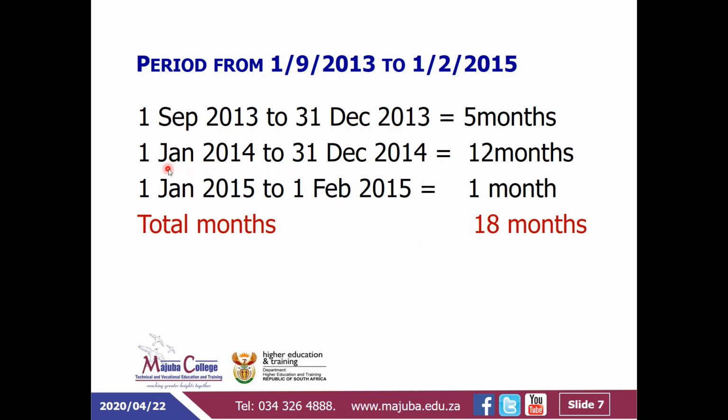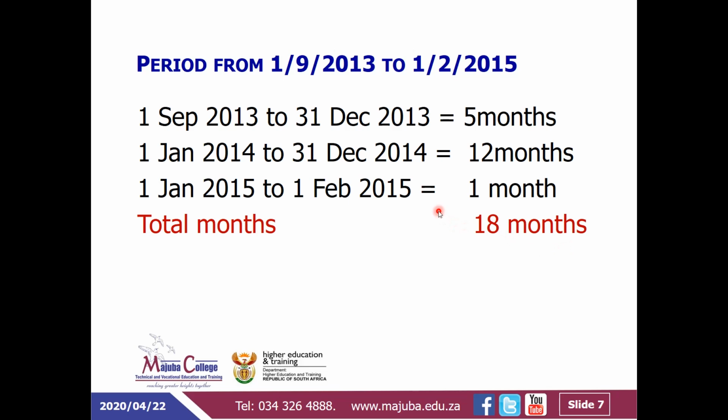And then we're going to continue and say from the 1st of January 2014 until December, for the entire 2014, if you're using the calendar month, we lost 12 months because the building has not yet been completed. So we came up with 12 months. And from the 1st of January 2015, remember, we were specifically told that the building was completed on the 1st of February 2015. So from the 1st of January 2015 to February 2015 came to 1 month. We're going to add all those, and the total of those months is 18 months.